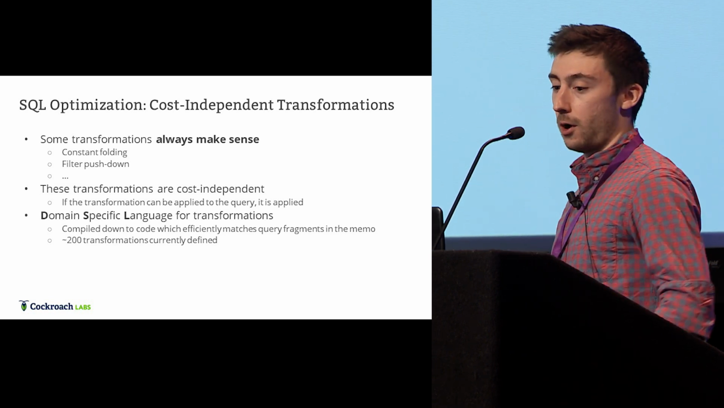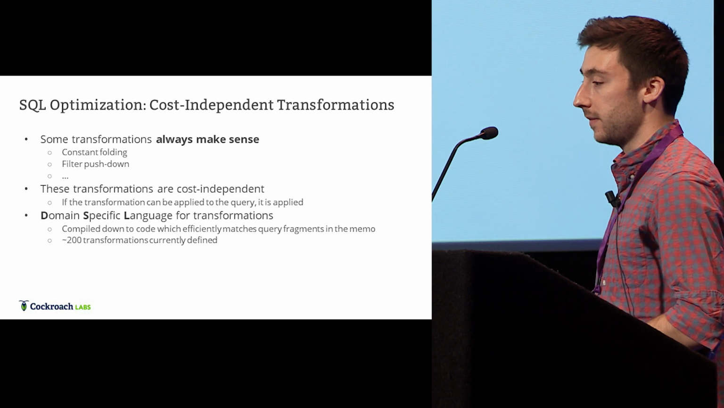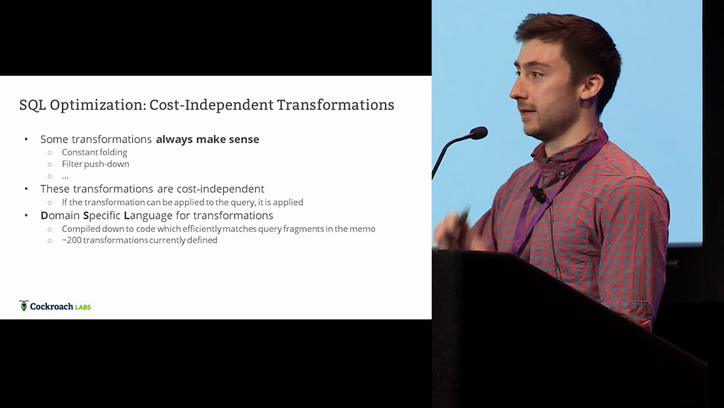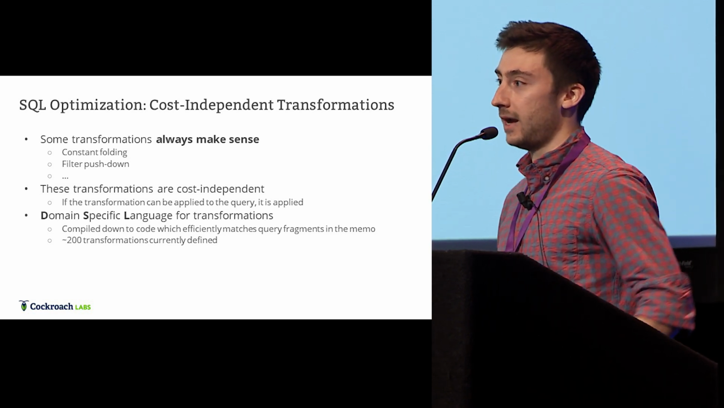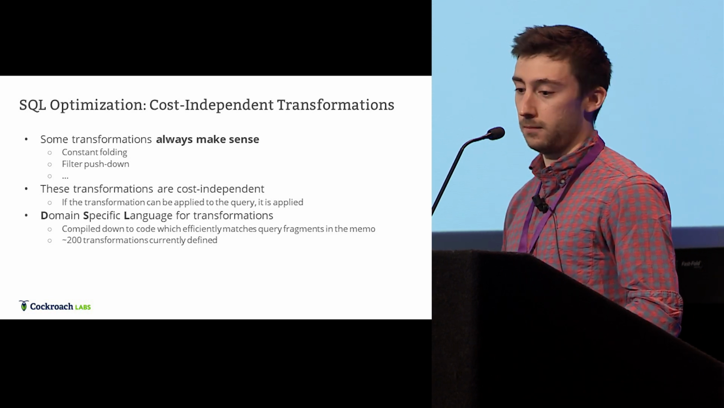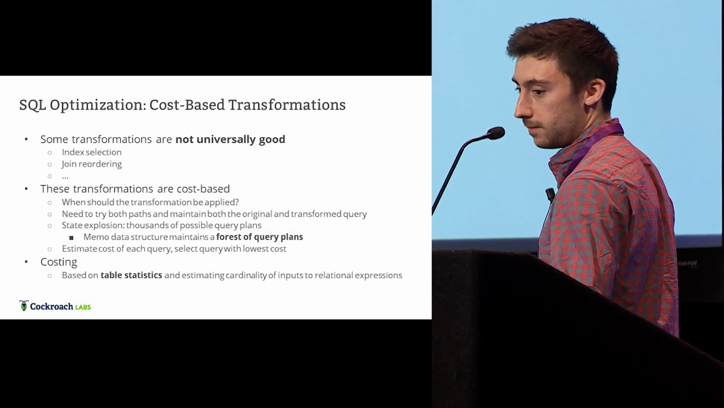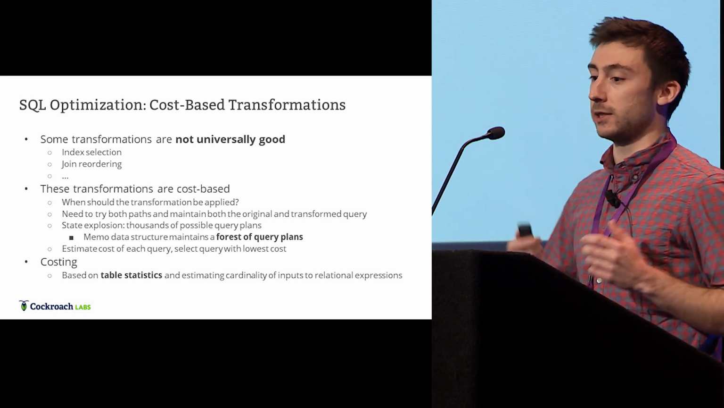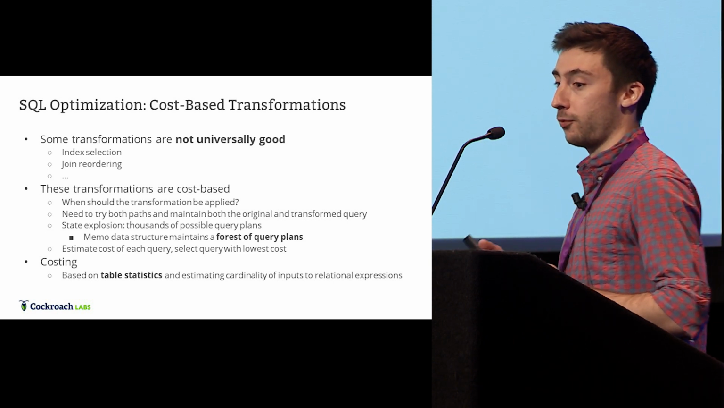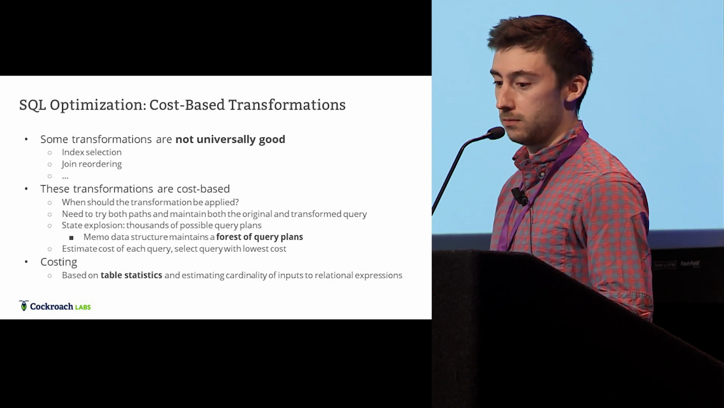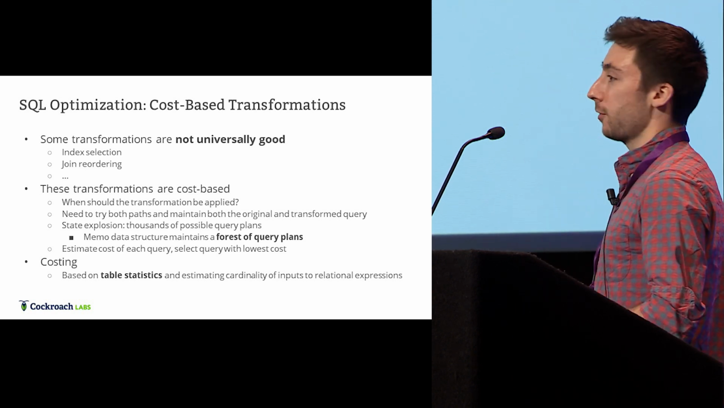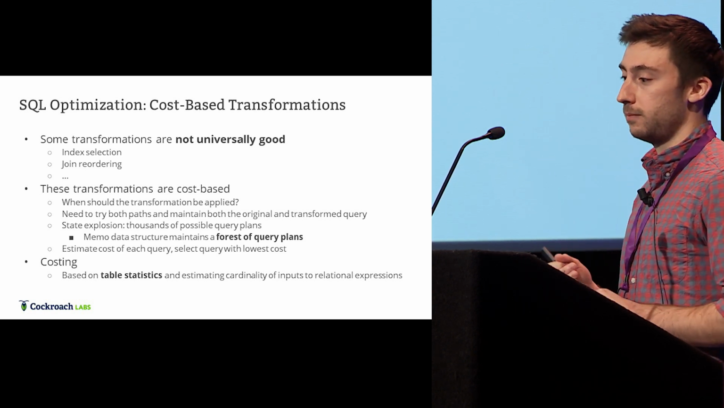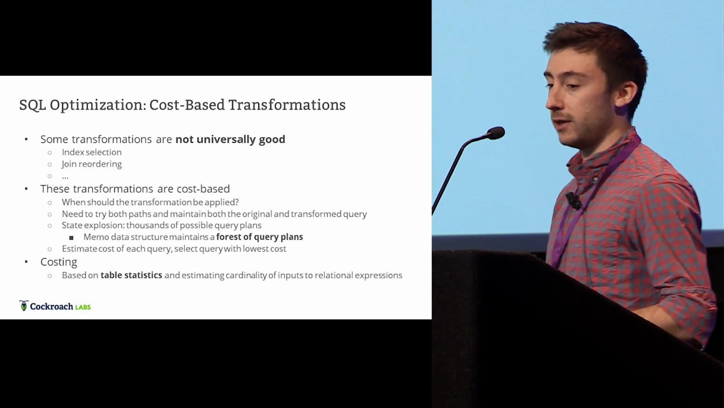Now in Cockroach, these are all defined in a custom DSL, and the DSL allows us to match against patterns within a query plan, and then perform the transformation right in line. There's also another set of transformations that aren't universally good. Some of them produce faster query plans, and some don't. Internally, Cockroach calls these exploration rules, because they're exploring the set of logically equivalent query plans.